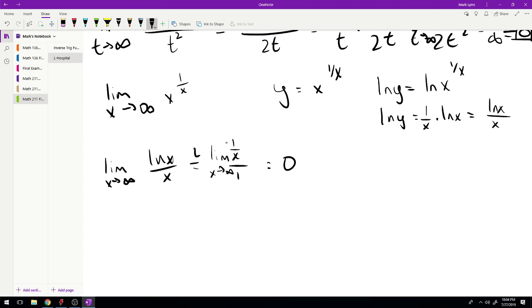Now this is where we have to be a little bit careful, because notice we didn't take the limit of y. We took the limit of the natural log of y. So if natural log of y is equal to 0, we just have to undo what we did previously by taking the natural log and take everything to the e power. And so in this case, we would actually get that our limit is equal to 1.